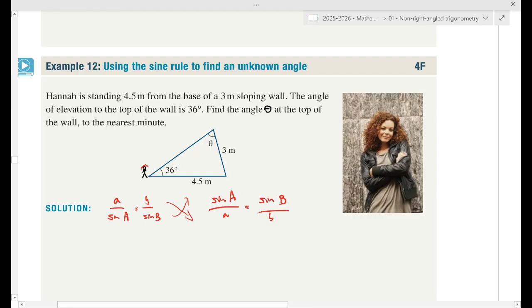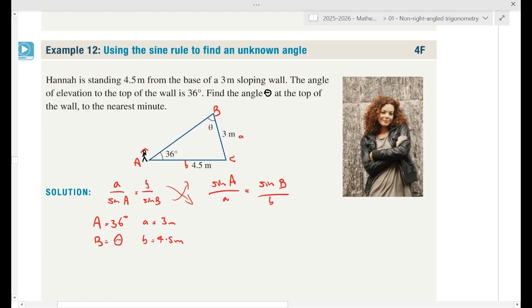So let's do that. So we also need to label this one. So we're going to go A, B, C. Oh, no, I'm not going to call that one C. I'm actually going to use A, B, C. It doesn't matter how I label it, but I wanted it so that I had nice little ones. There's a little b there, and there's a little a there, and makes it easier because I can keep sine A and b. All right, so then I've got, well, what is big A? It is 36 degrees. What is big B? Well, we don't know yet. It's theta. Little a is 3 metres, and little b is 4.5 metres. So we now substitute this into that formula.